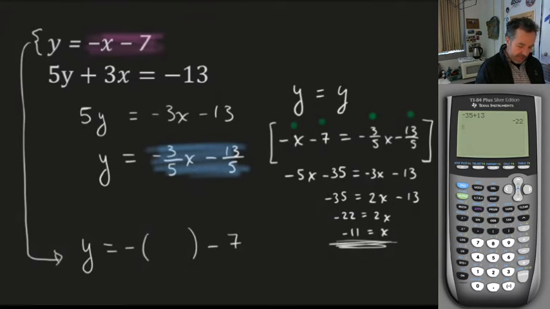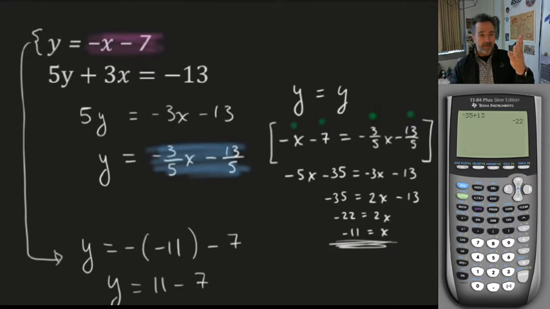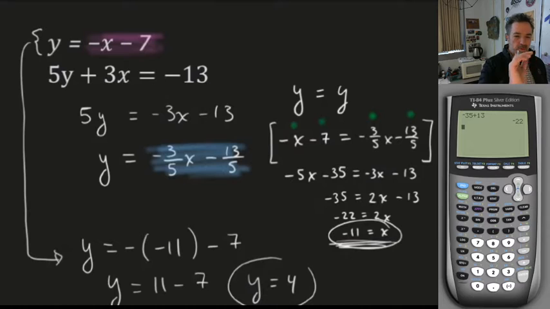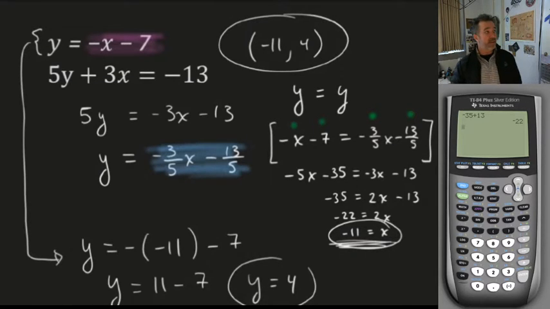So y is equal to the opposite of what x is. X is negative 11. So when I put it in there, I've got y is equal to 11 minus 7. 7, 8, 9, 10, 11. It's 4. So y should be the number 4. At this point, because we know both x and y, we can write our solution. Our solution should be the ordered pair where x is negative 11 and y is positive 4. So that is the solution to this system.